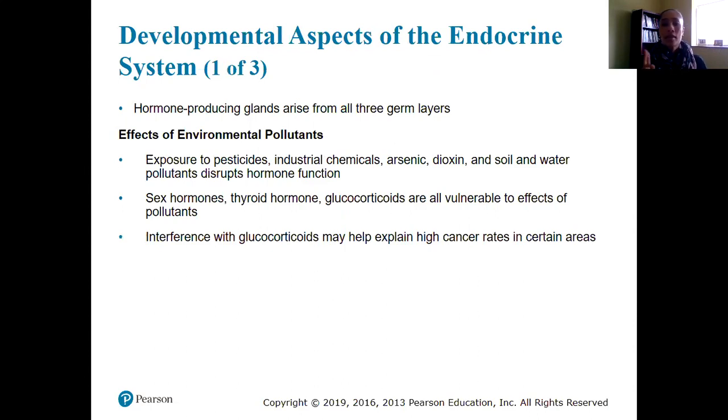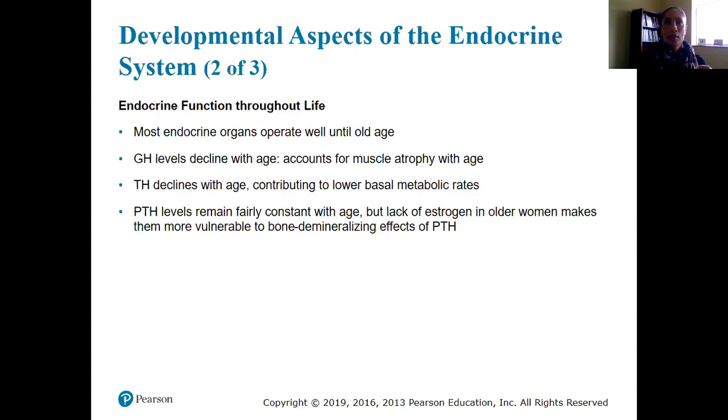So sex hormones, thyroid hormones, and all of those are going to be very vulnerable to effects of pollutants and to what we're exposing ourselves to. And interference with glucocorticoids may help to explain high cancer rates in certain areas, especially those areas that are exposed to a lot of excessive chemicals.